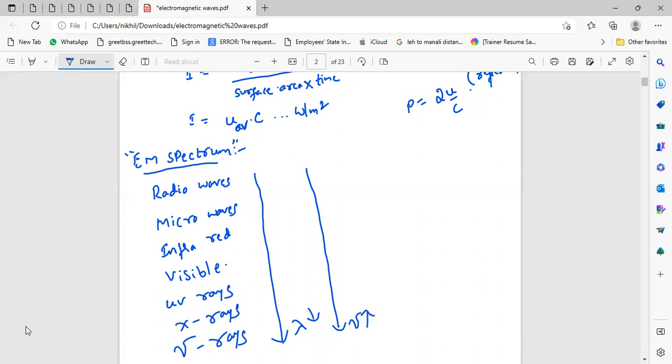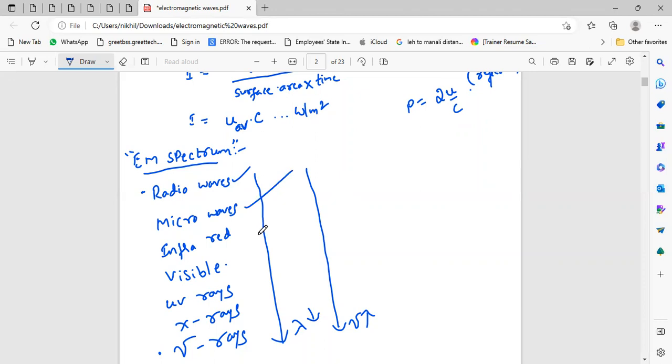So for which spectrum is the wavelength more? The wavelength is more for radio waves. The wavelength is very less for gamma rays. Remember that. And also you have to remember the wavelength ranges of this electromagnetic spectrum and also the uses of it. The radio waves are mainly used in communication purposes.